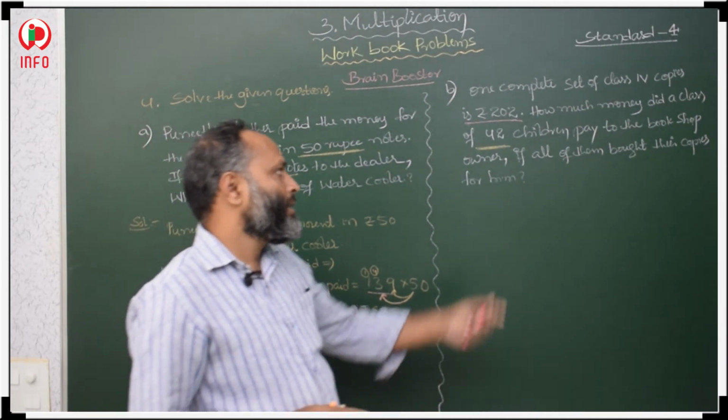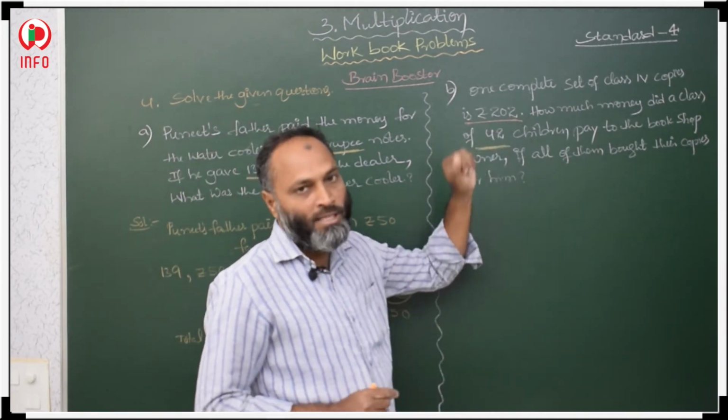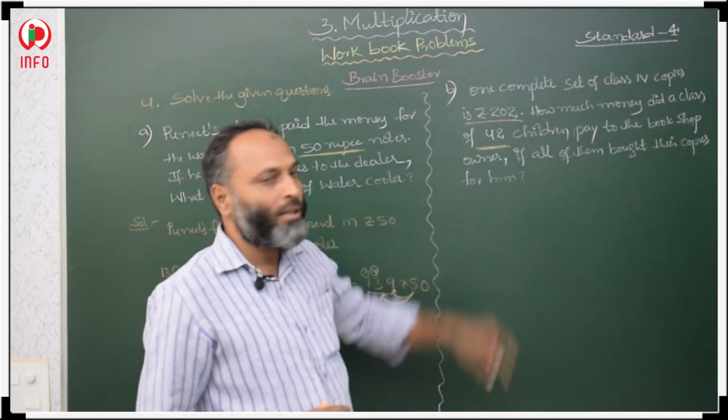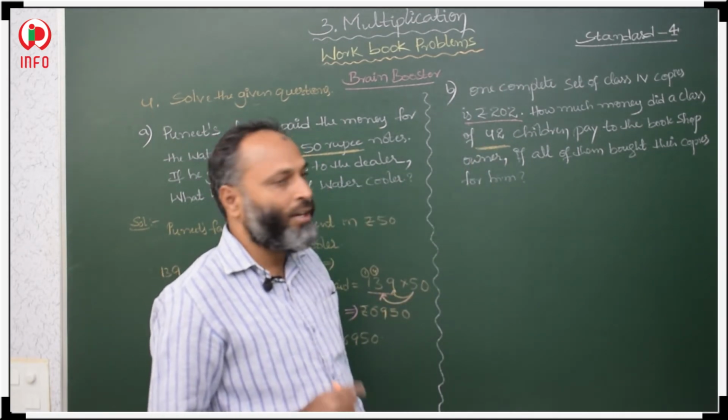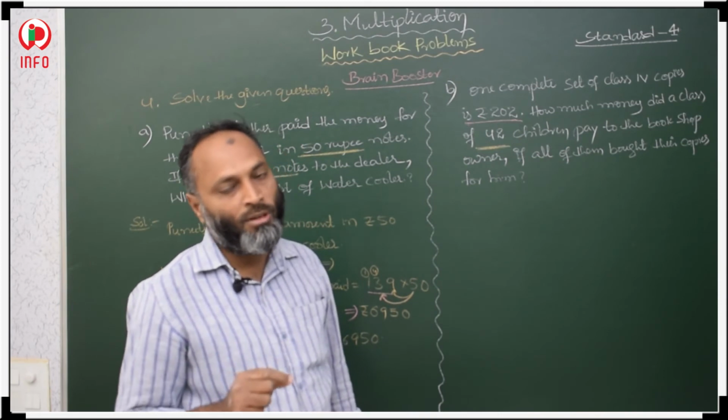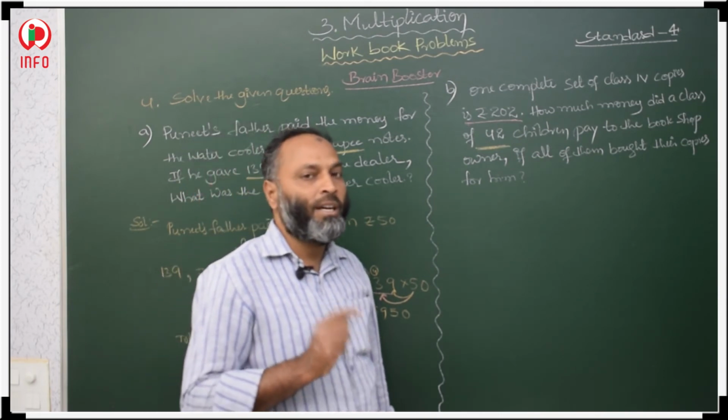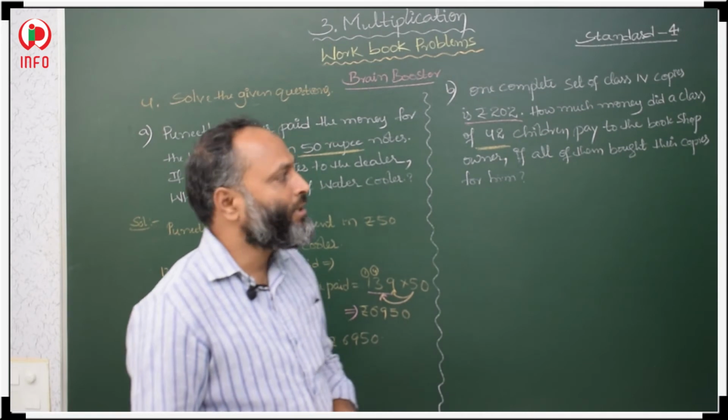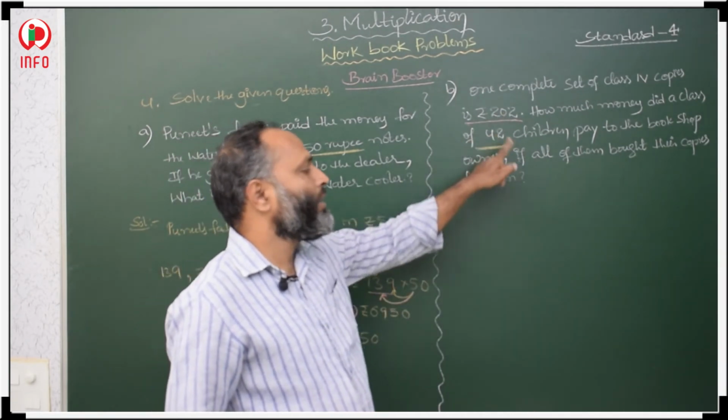It means first, one set how much cost? 202. Then how many sets do they need? 42 sets. Then 42 sets how much amount? So first we have to find that amount. So multiply 202 with 42.